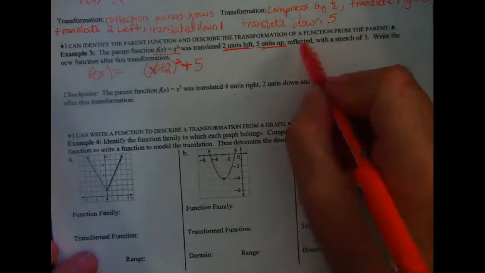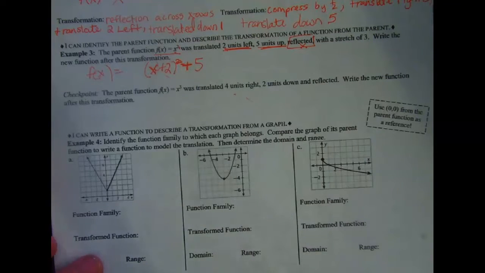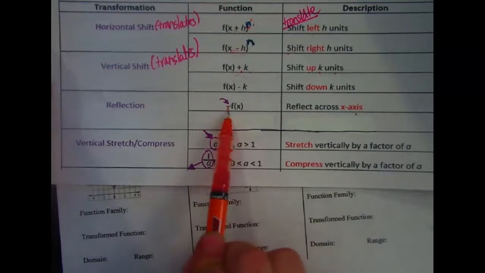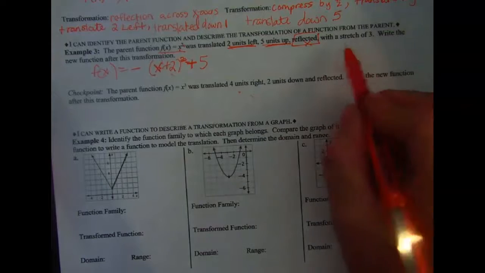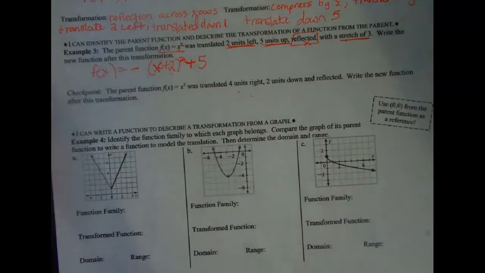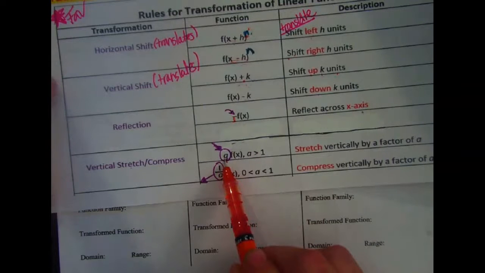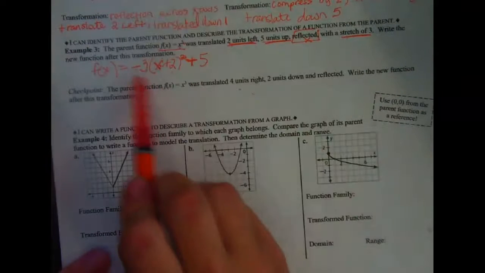And then it says reflected. We always reflect in the x. I know that means I need a negative out here. Your chart, when you look at reflection, remember, it's just a negative out front, just a negative symbol. There's no number with it. But then it also says it was stretched 3. So remember, when we stretch or compress, that's when we do have a number out front. So since it's 3, it's a whole number. So it's negative and then 3. So the number goes after.